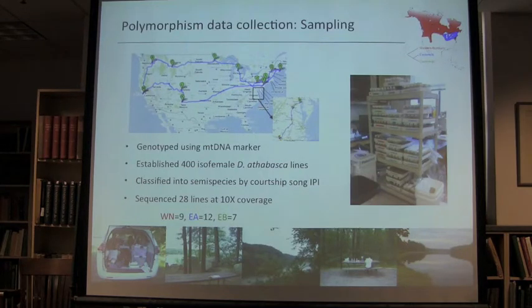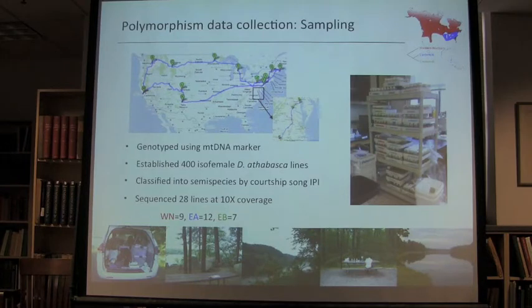And then we genotyped them using, instead of keying them out, Sanger sequencing on a single mitochondrial gene. We typed them into species groups, and we found that I collected 400 Athabasca lines. And then I had to classify them into semi-species, so I classified them by courtship song interval. And then finally I sequenced 28 of these lines at 10x coverage, and this was the breakdown of how many per semi-species. It's not equal because I did these two last steps simultaneously, and I just hoped that I got an even number, and I kind of did.